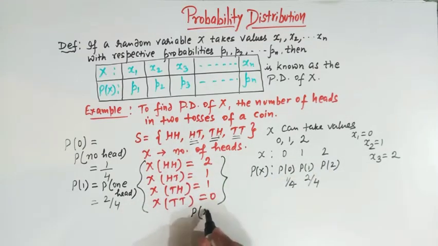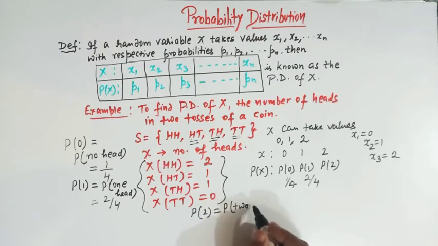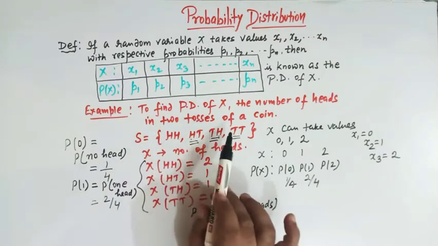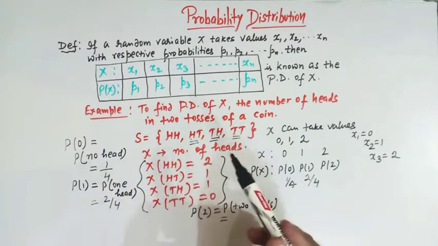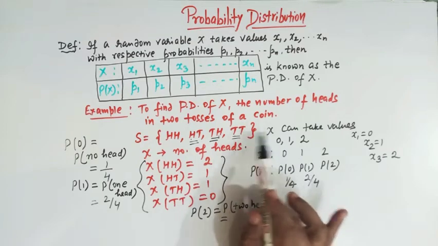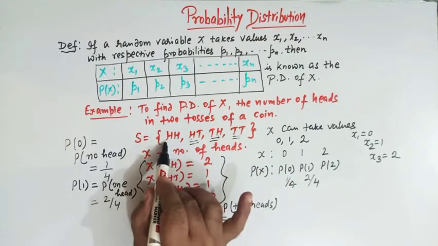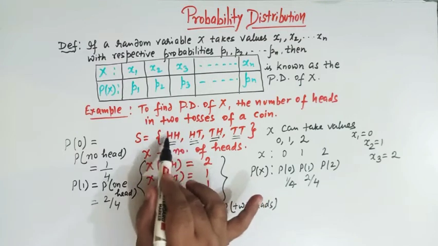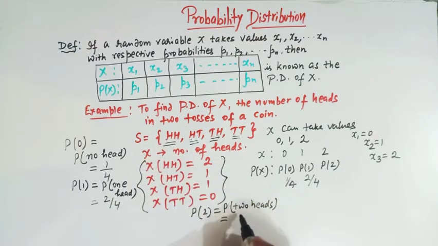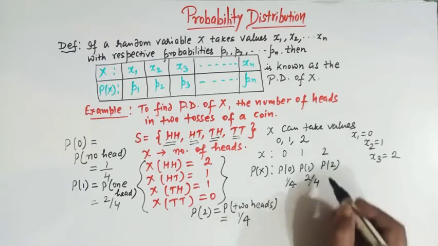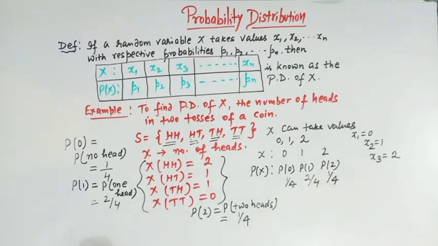Okay. Similarly, P of 2 means that we have to get both heads, or two heads. So the probability of getting two heads when we toss a coin twice, or a simultaneous toss of 2 coins: the favorable event is HH, so the corresponding probability is 1 by 4.